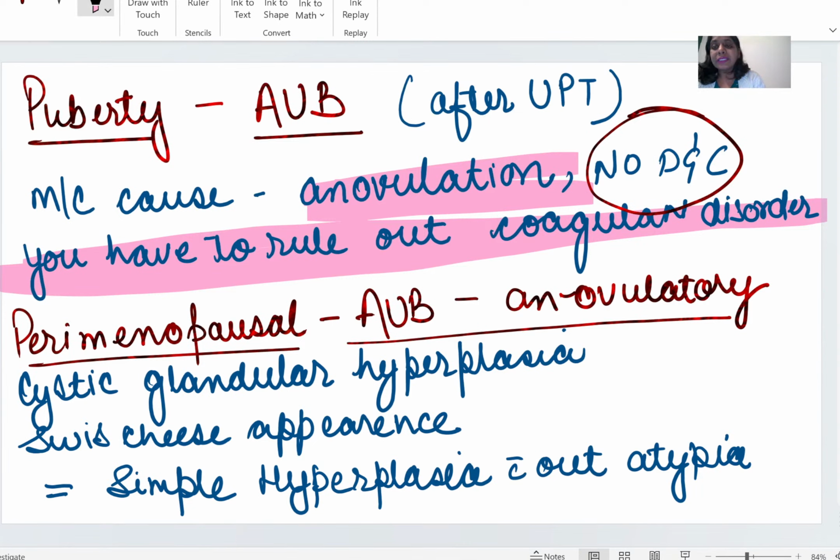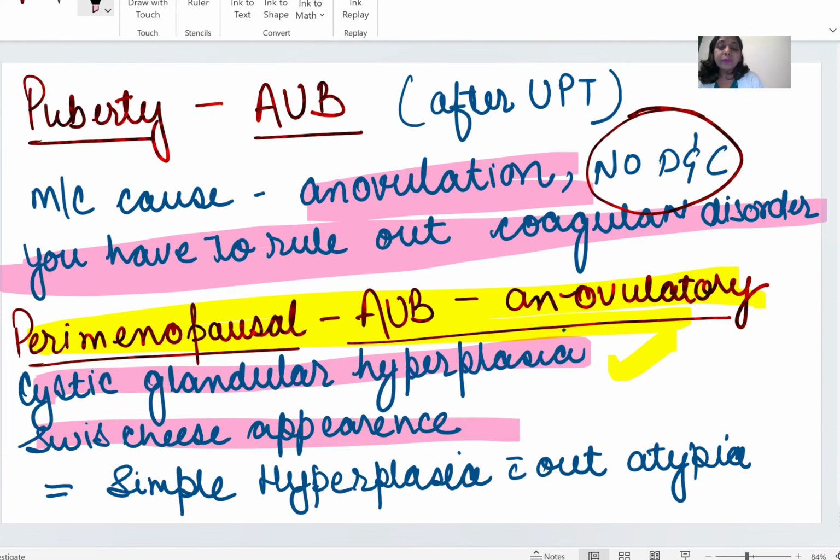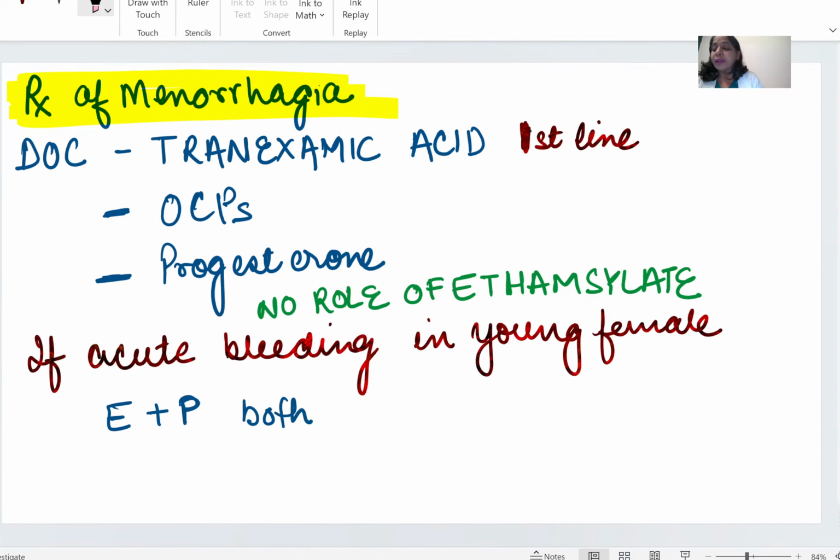Now let us see the perimenopausal AUB and anovulatory bleeding. The histopath finding is cystic glandular hyperplasia or the Swiss cheese appearance. It is similar to simple hyperplasia without atypia. Okay. So this was about the anovulatory bleeding.